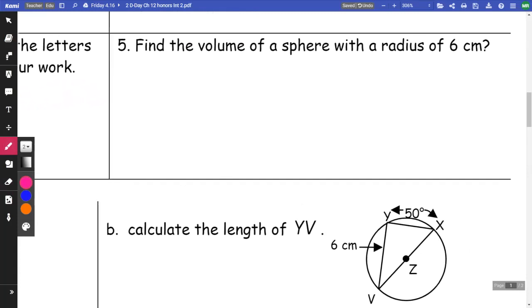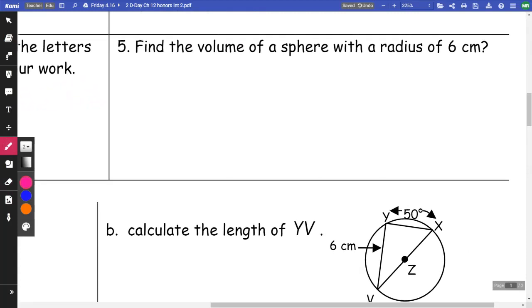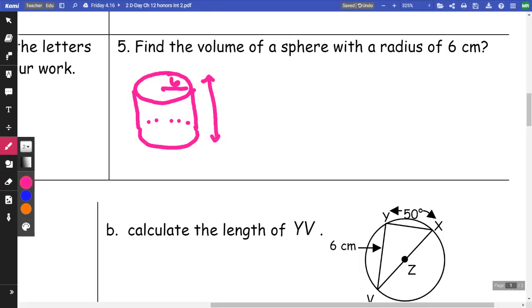Find the volume of a sphere with a radius of 6. So if our radius is 6, you can think of a sphere by also thinking of if it had been a cylinder, okay? If this had been a cylinder, that would be kind of equivalent radius and height. My radius here is 6. The height, if I was thinking of this as a cylinder, is going to be the diameter.